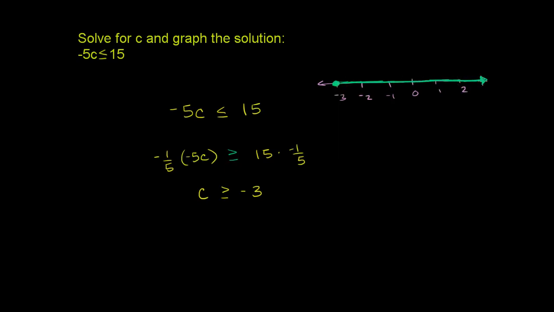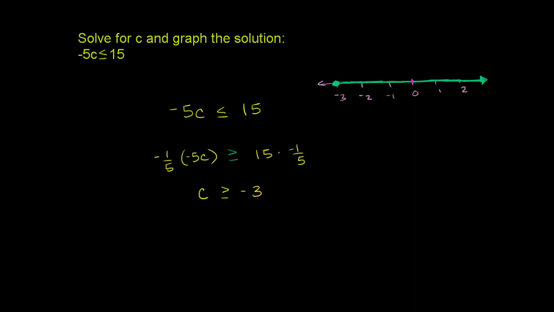And you can verify that it works in the original inequality. Pick something that should work. Well, 0 should work. 0 is one of the numbers that we filled in. Negative 5 times 0 is 0, which is less than or equal to 15. It's less than 15. Now let's try a number that's outside of it.